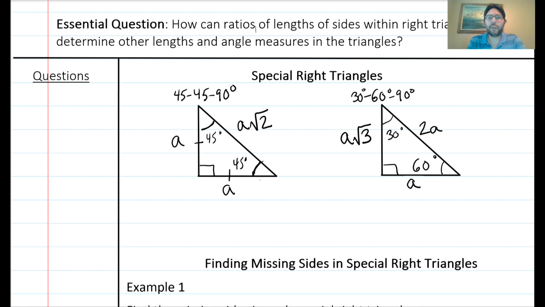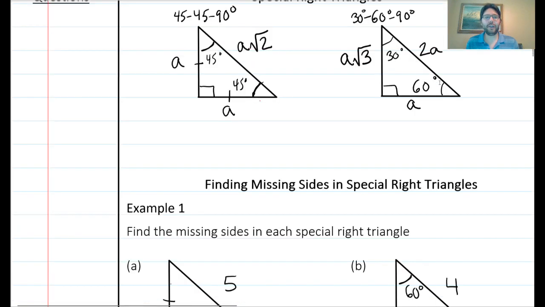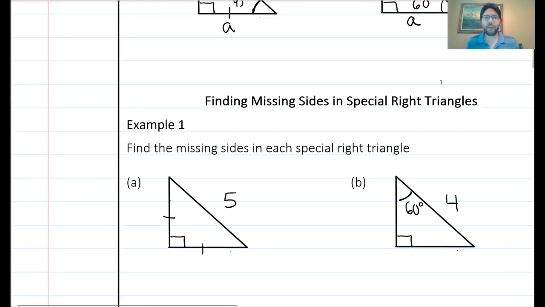The way I remember this is that 3 goes with 3. I know that the square root of 3 goes beside the 30 degrees. So every time I see a 30 degrees, right next to it I'm automatically going to put a square root of 3. These sides are always going to be the same for any 30, 60, 90 triangle or 45, 45, 90 triangle. Now that we've discussed those two special right triangles, we're going to find some missing sides in very specific examples.